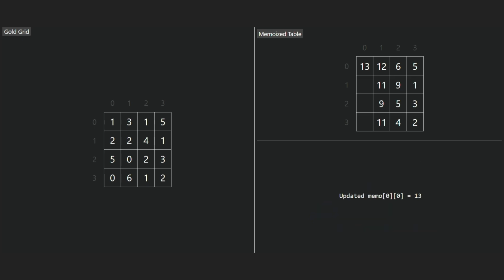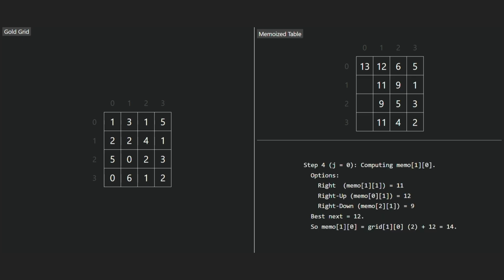Row 1 compares 11, 12, and 9. Pick 12 plus grid at 1 cross 0, which is 2, equals 14.